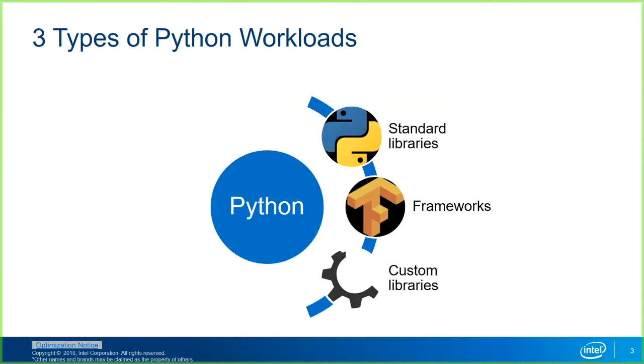And the third use case is to rely on Python to build up the infrastructure for your application and then actually write custom libraries in C that actually do all of the heavy lifting for your application. So you can profile all of these workloads using VTune.